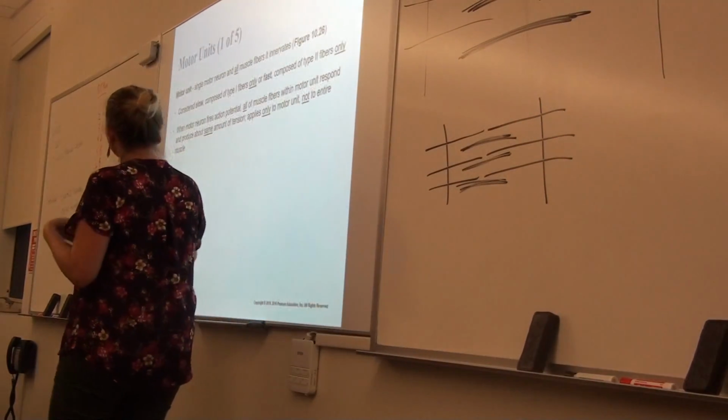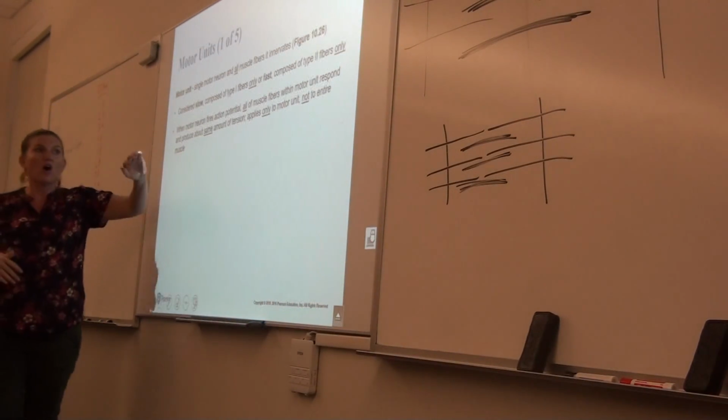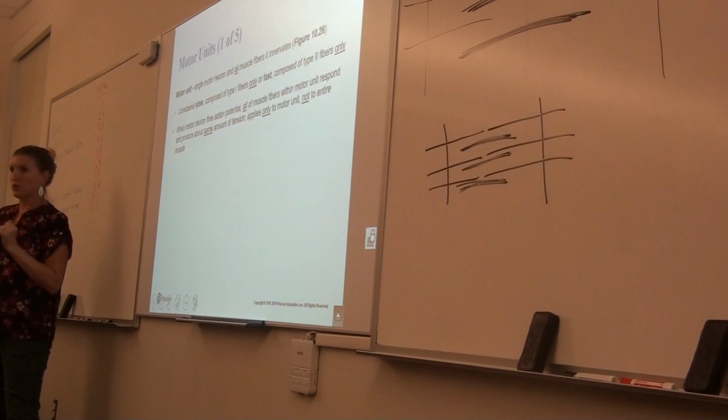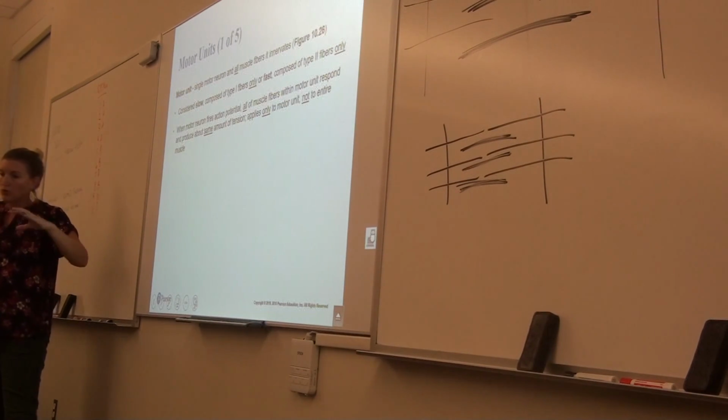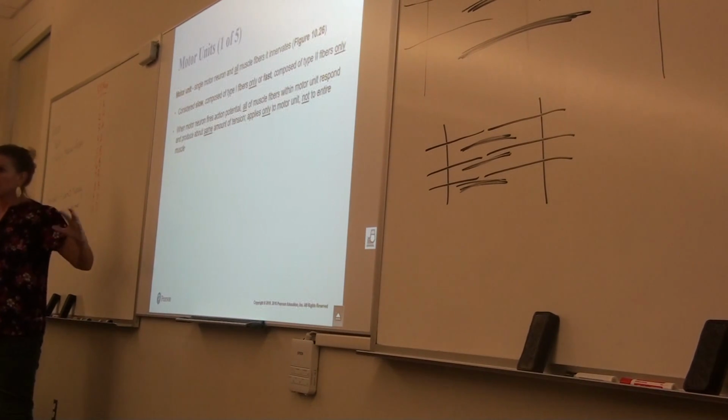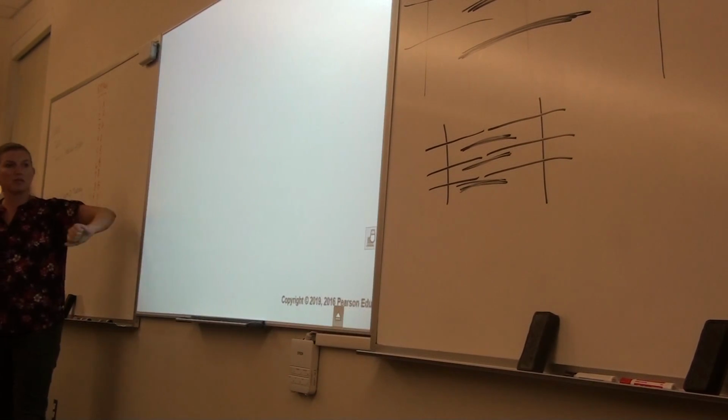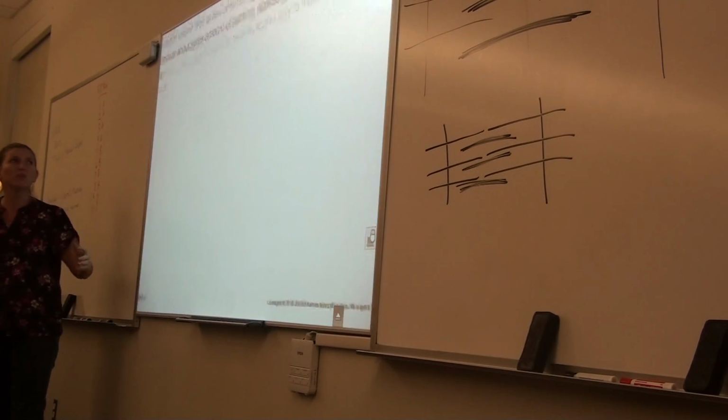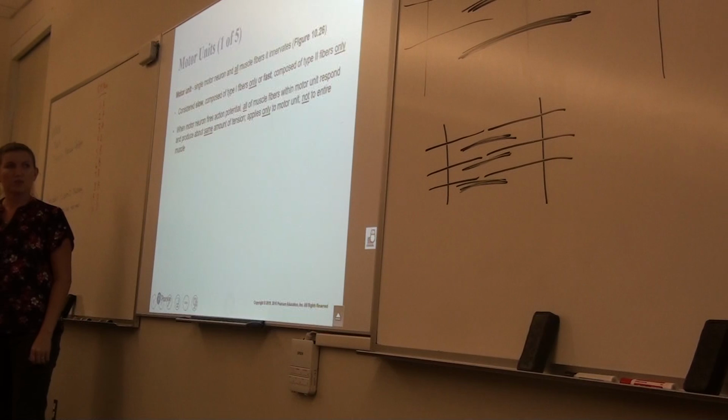So when a motor neuron fires an action potential, all of the muscle fibers in that motor unit respond. So you might need more neurons to fire to get more motor units to be recruited.